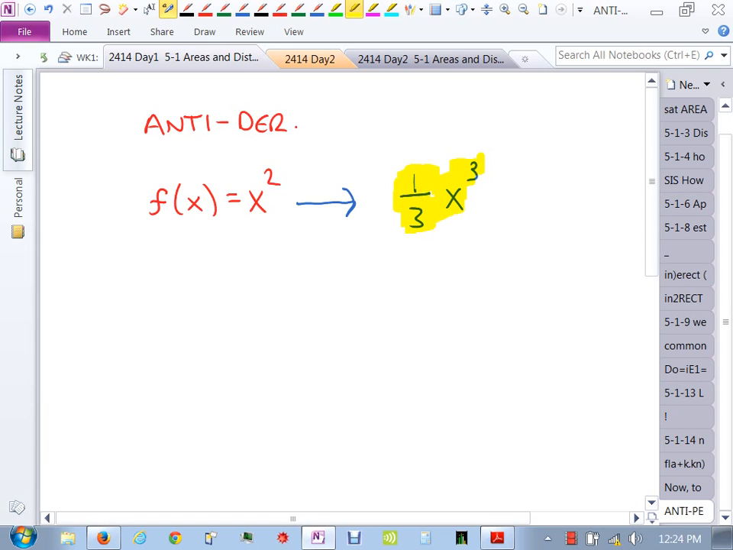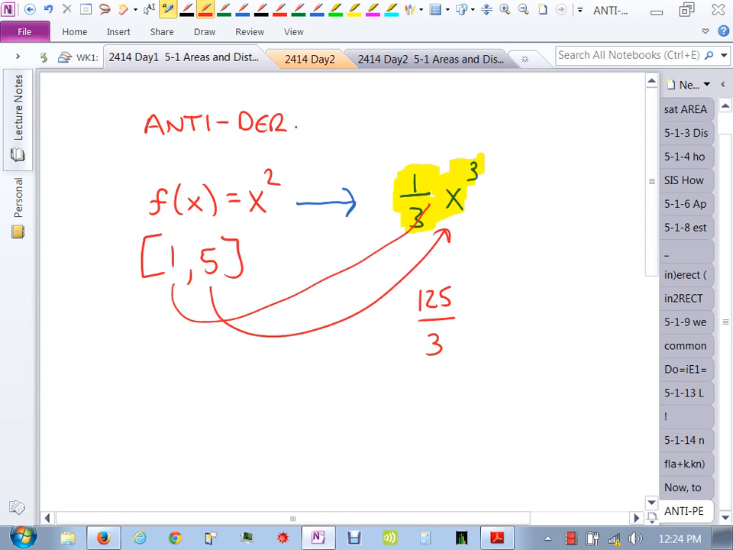Now check this out. What were the endpoints that we were looking at? 1 and 5. I'd like for you to first take 5 and plug it in here. What would you get? What's 5 cubed? It's 125, right? Divided by 3. So you get 125 divided by 3. Now what I'd like for you to do is plug 1 into this. And what do you get? 1/3. What I'd like for you to do now is subtract the two. And what do you get? 124 over 3, which is the answer we just got.